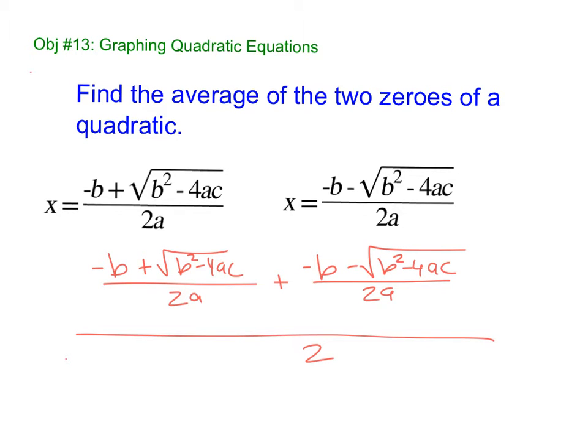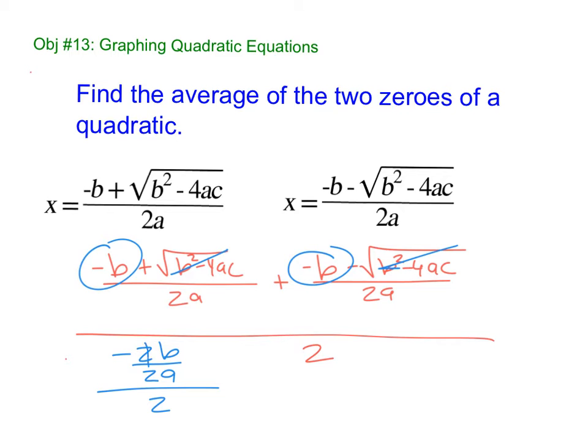Well, we're adding, and these are opposite signs, so those cancel. So we get negative b and negative b gives us negative 2b over 2a all over 2. So these 2's cancel. Negative b over a all over 2. Remember, dividing by 2 is the same as multiplying by a half. So that becomes negative b over 2a. So the average of our zeros of the quadratic is negative b over 2a.